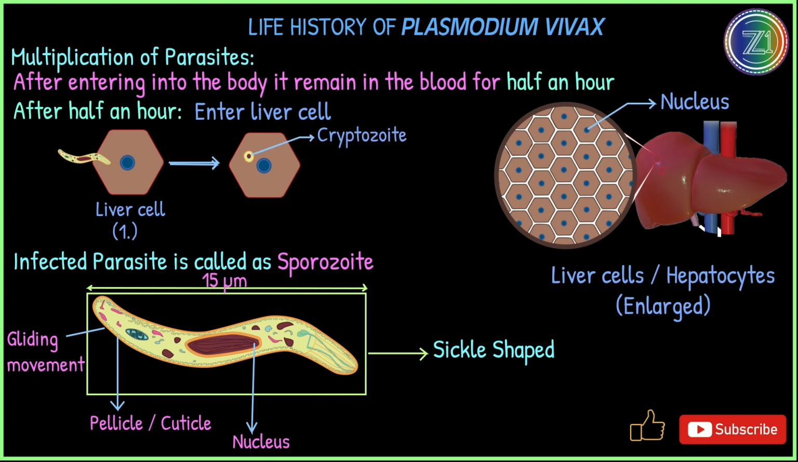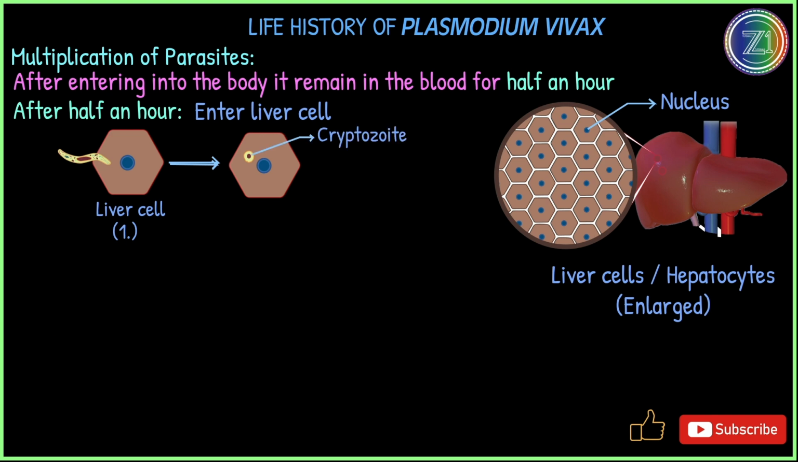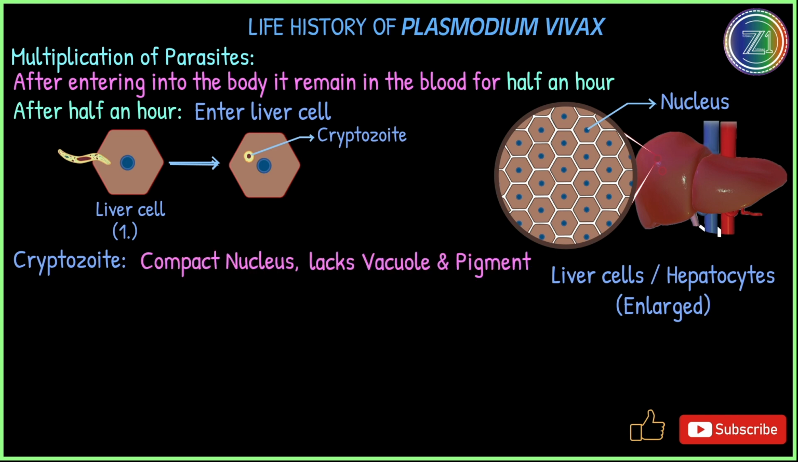Then this cryptozoite, if we talk about its ultrastructure, has a compact nucleus. It lacks vacuole and pigment, which is the characteristic feature of a trophozoite. So it has a nucleus, but it lacks vacuole and pigment. This is the second stage.